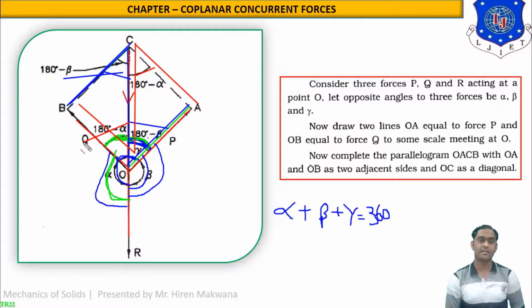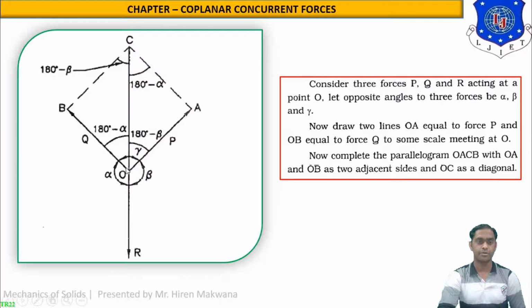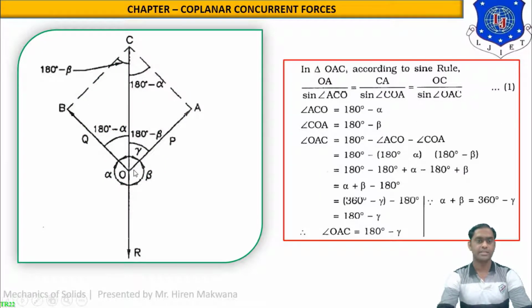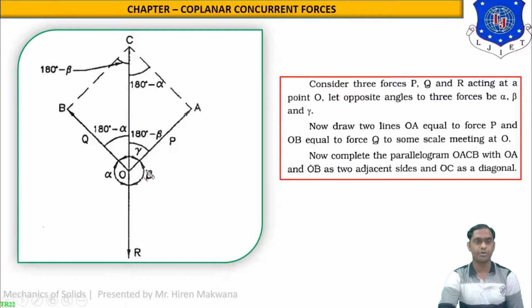So what is our target? Our target is to determine the angles in the triangle. Which triangle? OAC. You can find out from the figure what the triangle OAC is. Here it is point O, here it is point A, and here it is point C. So in the triangle OAC, the two angles are ready now, 180 minus beta and 180 minus alpha, from the geometry of the figure. What is given in the construction?